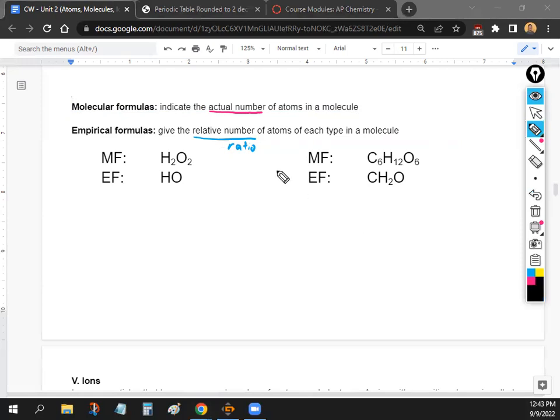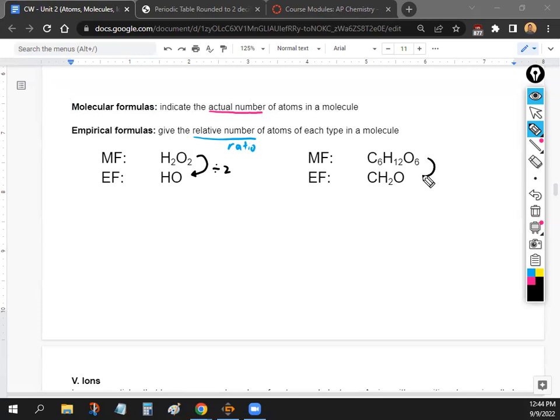Okay, so going from molecular to empirical is pretty simple. We have an example right here, H2O2. This is hydrogen peroxide. The molecular formula is H2O2, so there are 2 hydrogens and 2 oxygens. However, the empirical formula is only talking about the ratio between the hydrogens and oxygens. So what we do is we divide by 2 because that's the greatest common factor, and then we get HO. So 1 hydrogen for every oxygen. You can see it here, it's 2 for 2, and so it's still a 1-to-1 ratio.